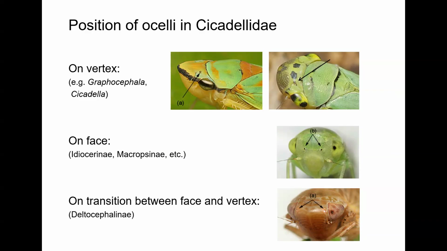So in some of the leafhoppers, the ocelli, which are these little tiny light-sensitive organs on the head of insects, we're not quite sure what function they perform other than just being aware of where the light is coming from, whether the insect's the right way up or upside down or whatever. These little pinhead-like ocelli in some of the Cicadelidae are located on the top of the head, on the vertex. In some, they're located on the face, as you can see in the middle picture there. But in the Deltacephalini, they're located on the transition between the top of the head and the face, so right on that sort of transition zone.